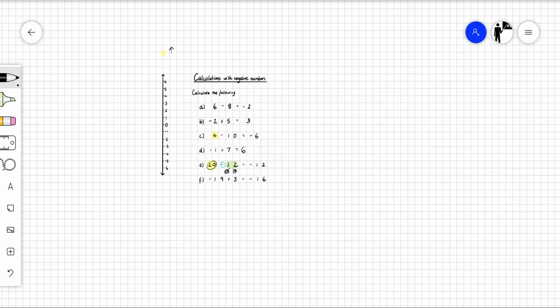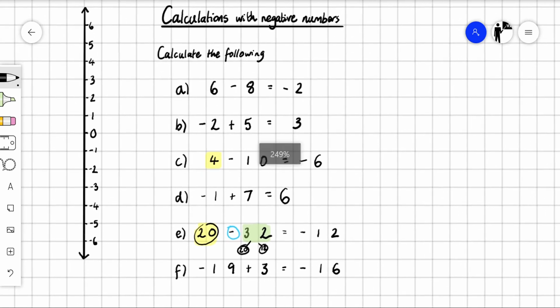We're going to be looking at some more work with negative numbers, but in the most basic sense, we can use our number line to help us carry out some of these calculations. Hopefully that was worthwhile. Thanks very much.